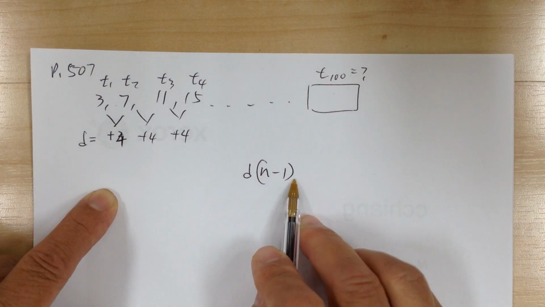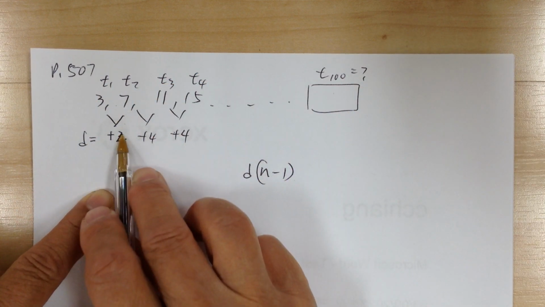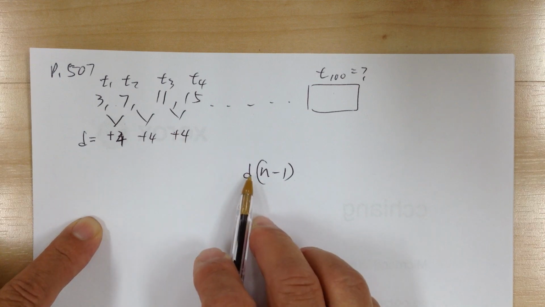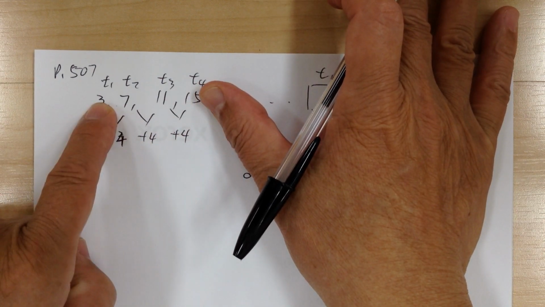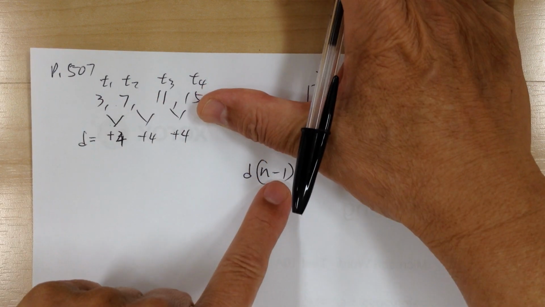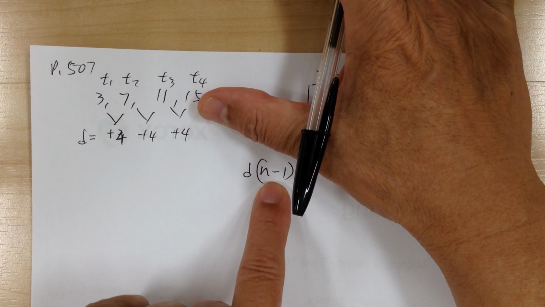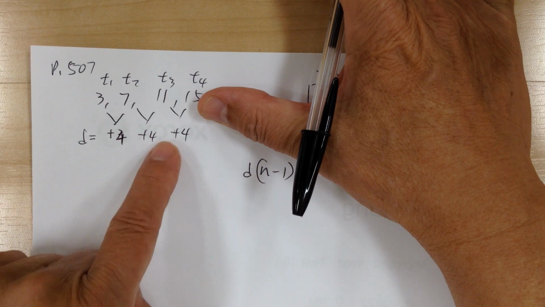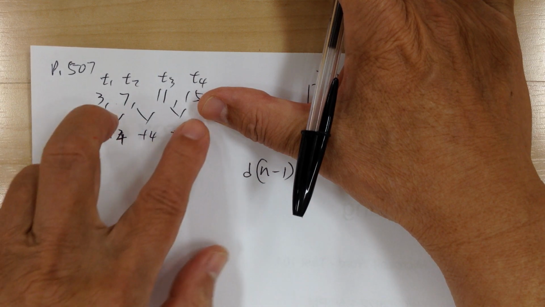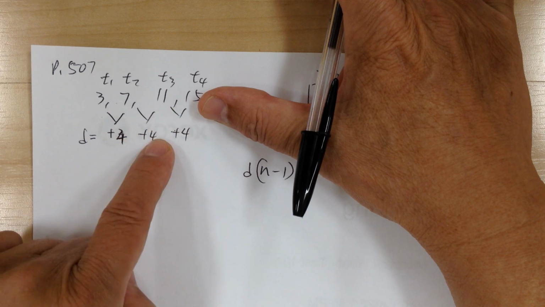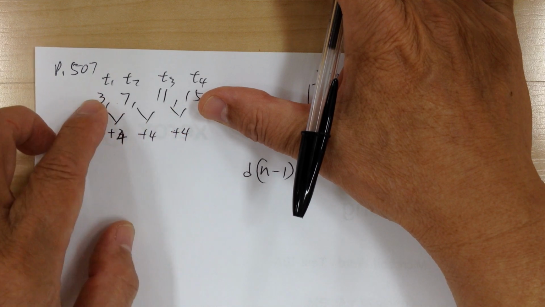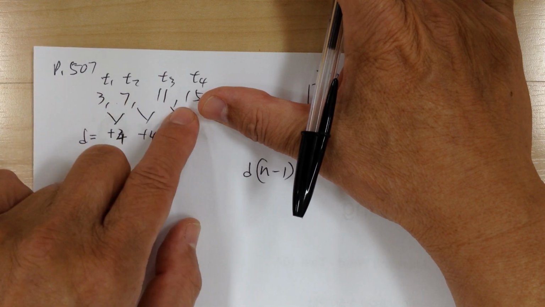Again, n minus 1 is how many gaps, how many increments. In this case, if there are four numbers, 4 minus 1 gives you 3, so this part is how many gaps. Then you multiply by d to get the increase. From here to here there are 3 gaps, so 3 times 4 gives you 12. That means from here to here, you have to increase by 12.